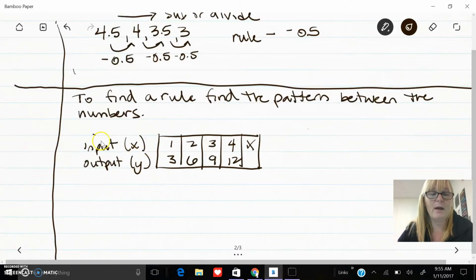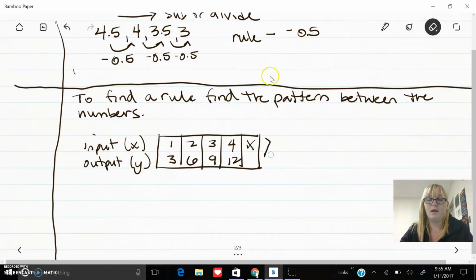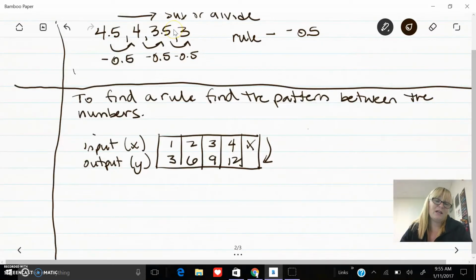Okay, so how do I get from 1 to 3? I got to figure out how to get from 1 on the top, the input, to the output. So I have 1 to 3, which I can add 2. And I have 2 to 6. So if I add 2 here, that'll be 4, not 6. So I can't add 2. So 1 to 3, 2 to 6, 3 to 9, 4 to 12. All right, if I know my multiplication, I can realize that that is multiplying by 3. So it would be 3x. And that would go here.